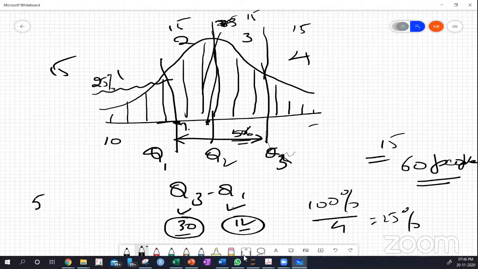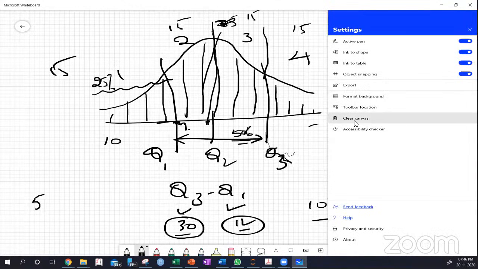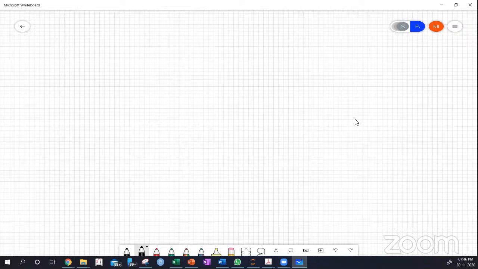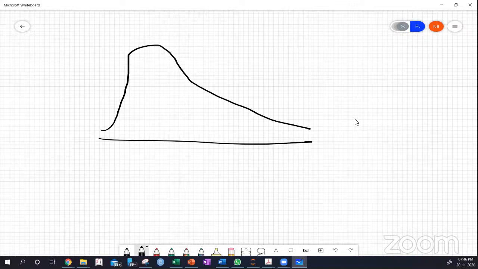Sir, whenever we find the median, should it be only a normal distribution? Need not be. When we want to find the highest number of people scoring what mark, then it is useful only when it is normal, no sir?